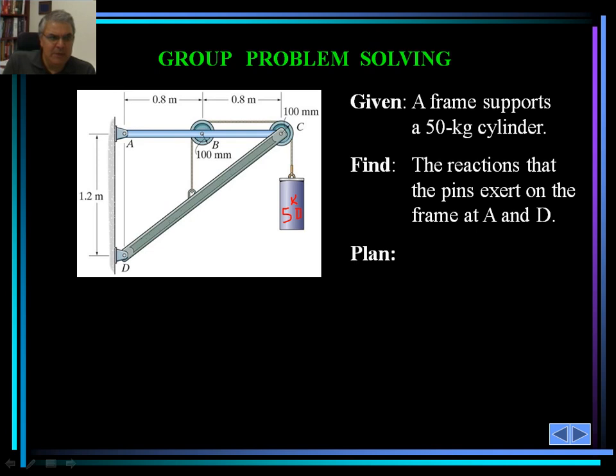The reaction that the pin exerts on the frame at A and D is what we would like to find out. So there are reactions, there are pins here. One is in both directions, these two directions. At D, we are going to have the same thing.